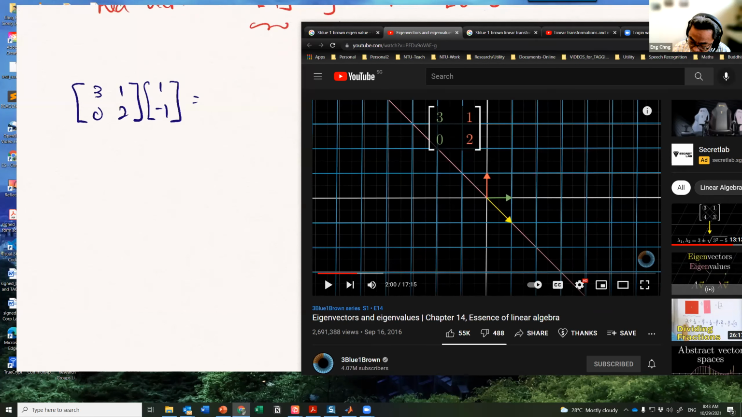All right. So therefore, it is actually 3, 0 minus 1, 2, which equals 3 minus 1 is 2, and this guy is minus 2. So we get 2, -2. So the yellow guy will stretch to this point. Okay, let's see.